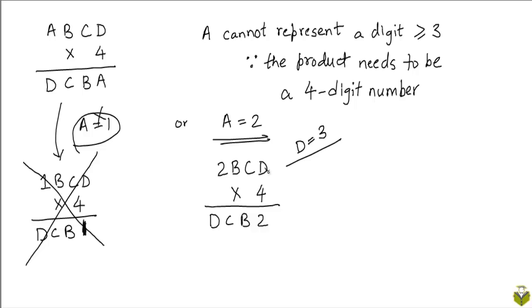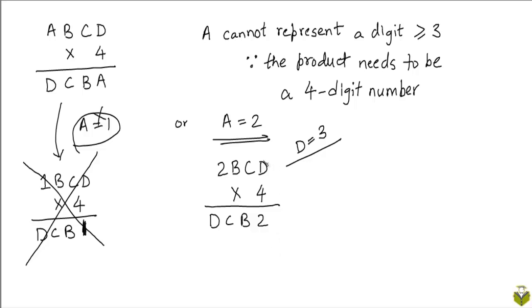Can D be equal to 4? No, because 4 times 4 is 16, and 16 does not have a 2 in the units place. So D can't be a 4. Can D be a 5? Well, 4 times 5 would be 20, which would have a 0 in the units place. So D can't be a 5. Can D be a 6? 4 times 6 would be 24, and 24 would have a 4 in the units place, not a 2. So D can't be a 6.